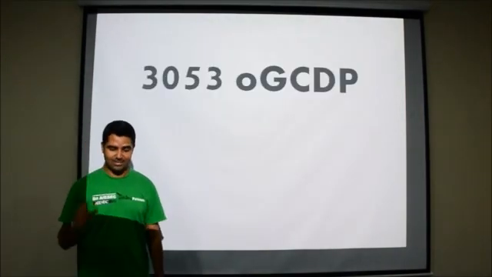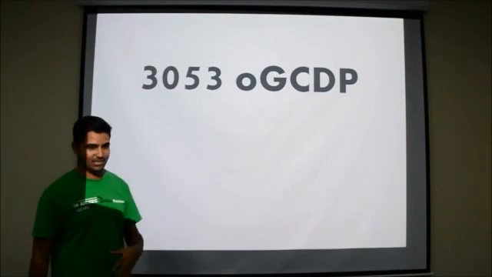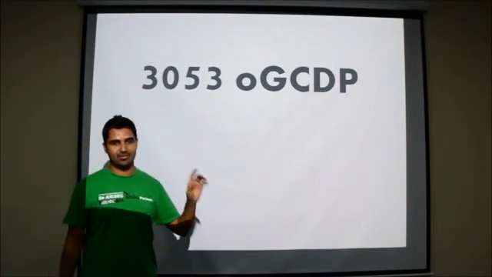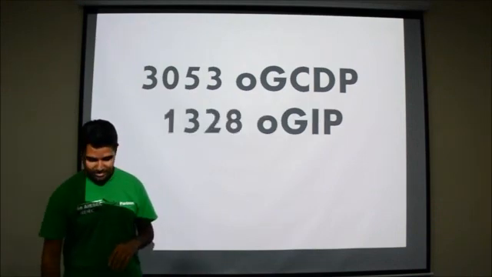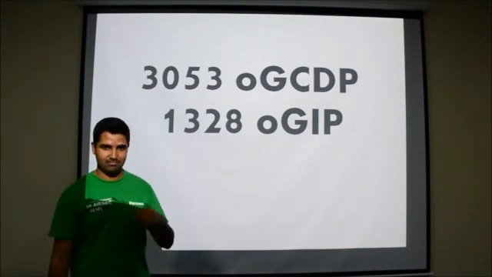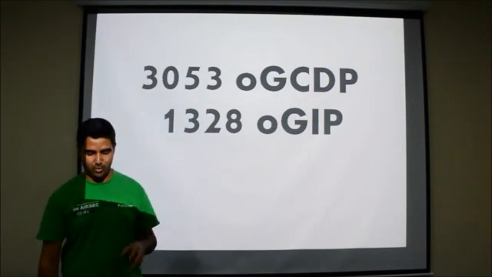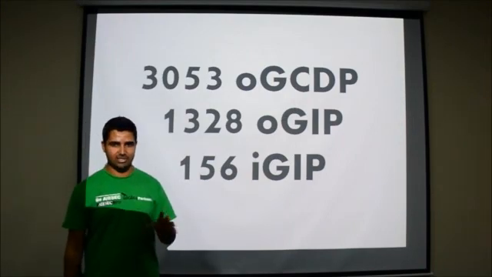Yeah, so here are some stats. We have around 3,000 plus registrations for OGCDP. By the way, this number is bigger than the number of registrations for TMP, TLP on the website, which is 2,700. 1,300 plus OGIP registrations in the last quarter, which is the Q1 for this year, and 150 plus IGIP registrations.